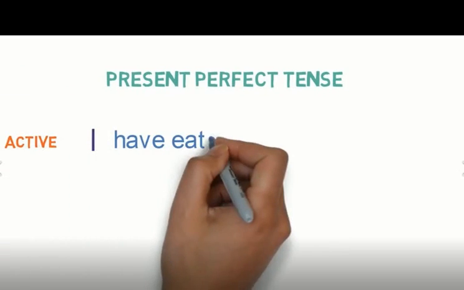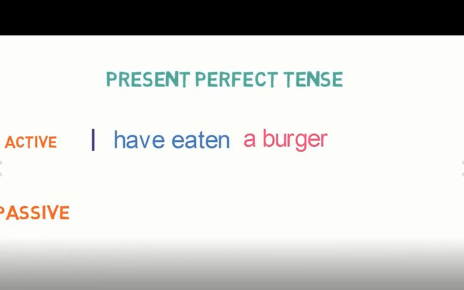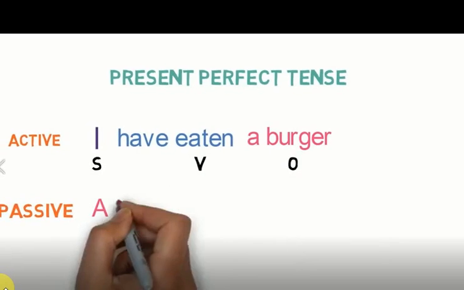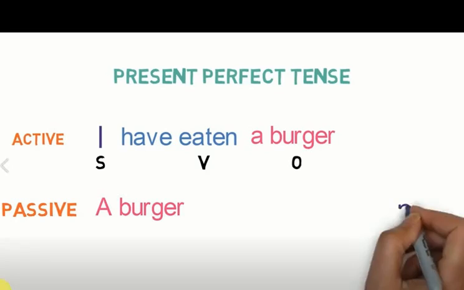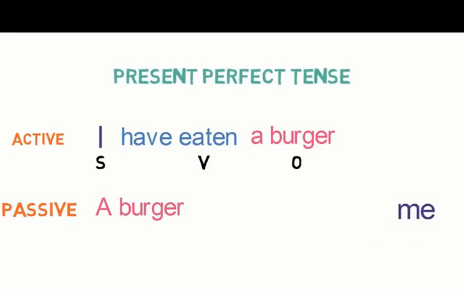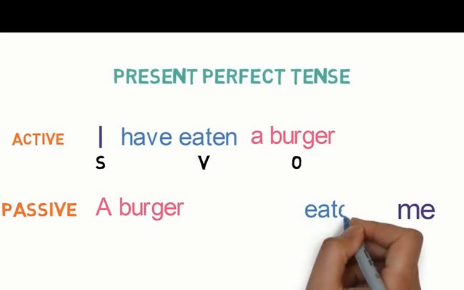Now let's see an example of present perfect tense. So the active voice sentence is, I have eaten a burger. So to convert into passive voice sentence, identify SVO, the subject verb object. I is subject, have eaten is verb, a burger is object. So swap the position, a burger into object, and me, pronoun change, I will be me. So me has placed. And look at the verb 3 is eaten.